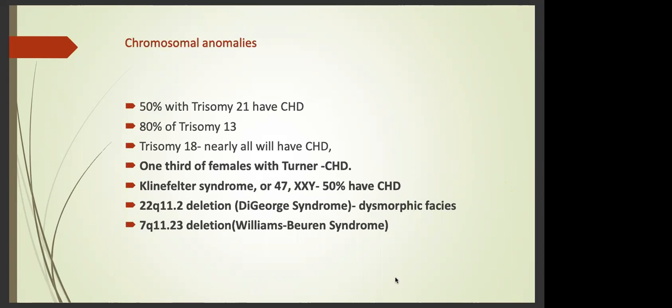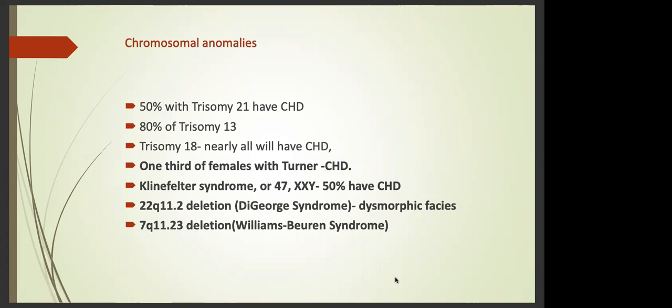Then come the chromosomal anomalies. Nearly 80% of trisomy 13 patients tend to have congenital heart disease. Similarly, nearly half of those patients with trisomy 21 tend to have congenital heart disease. However, if there's a patient of trisomy 18, all of them will have. In fact, if there is a Turner patient, 1/3 of the female patients will tend to have congenital heart disease. Similarly, if there is a patient of Klinefelter syndrome, with XXY, they will have 50% congenital heart disease.